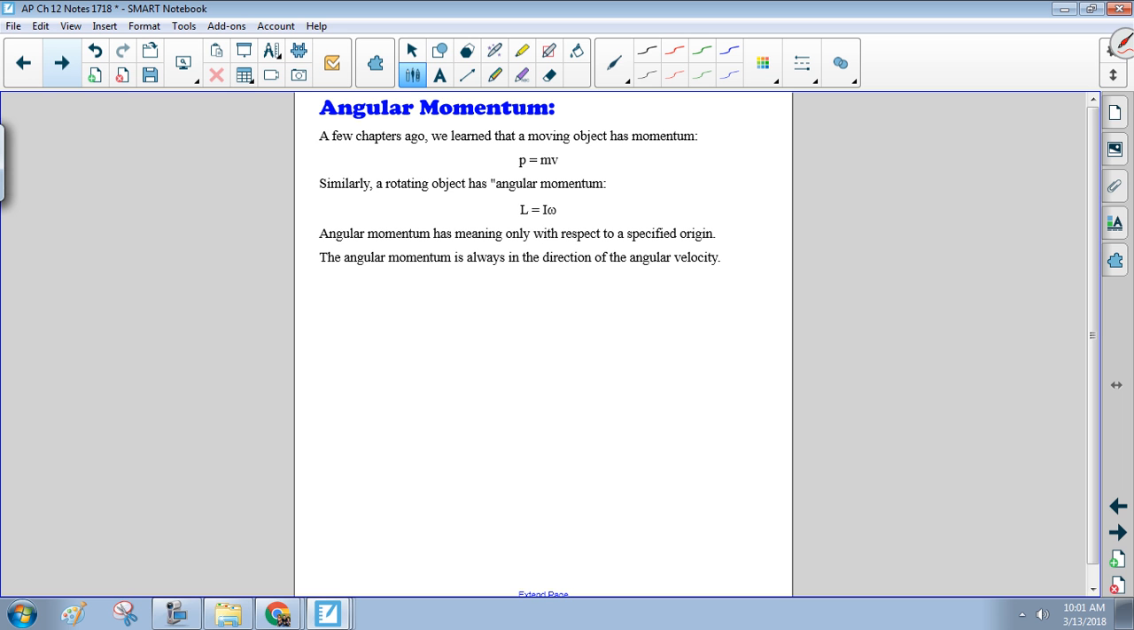In the same way that the direction of linear momentum is in the same direction as the velocity, your angular momentum is in the same direction as your angular velocity. Which is fairly intuitive. If the wheel is spinning clockwise, then the momentum is clockwise. Cool? All right, so that is that.